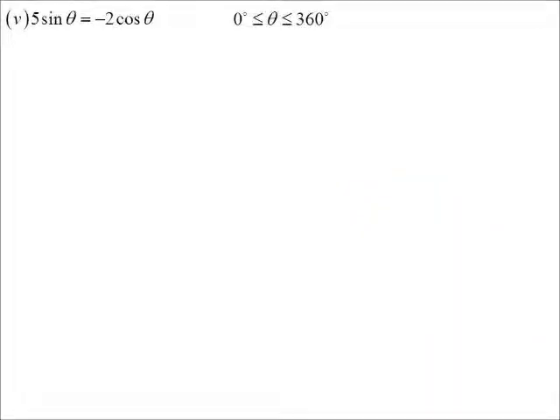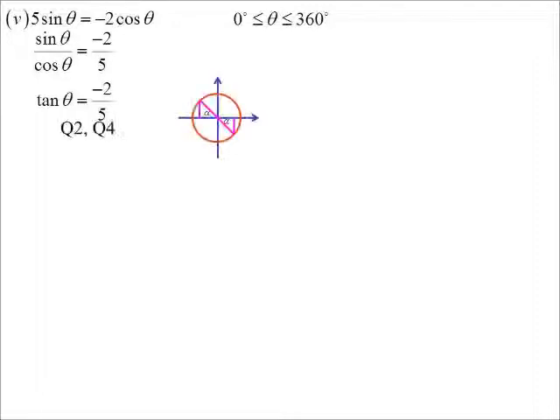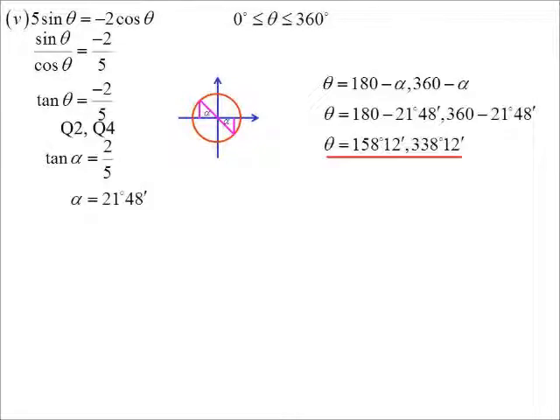Wow, 2 trig ratios. How am I going to handle this one? Well, fortunately with this one, I can do it quite easily by dividing both sides by cos, or undoing cross multiplication, if you follow me, because I'll make it sine theta on cos theta is minus 2/5, but sine theta on cos theta is, of course, tan theta. So now it becomes tan theta is minus 2/5, so second quadrant or fourth quadrant. 21 degrees 48 for the acute angle. Subbing it into our quadrants, we get the two answers.